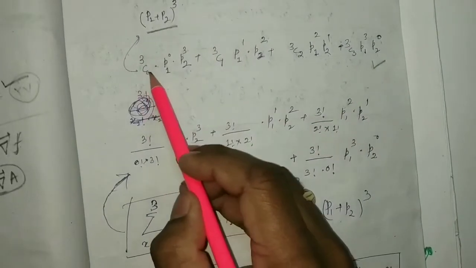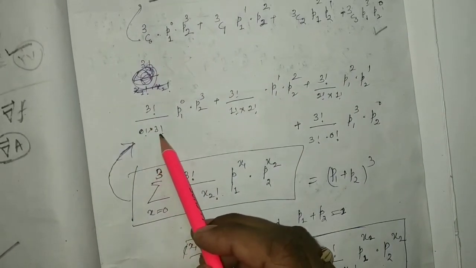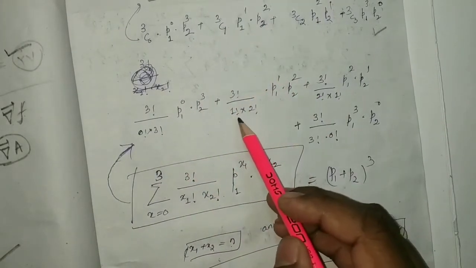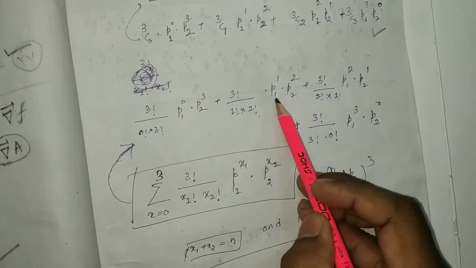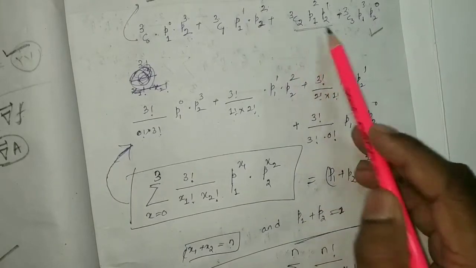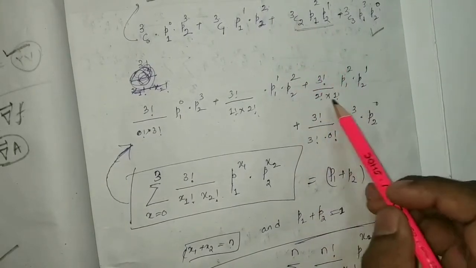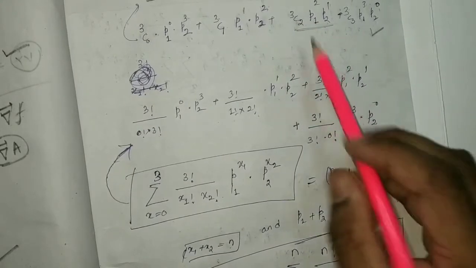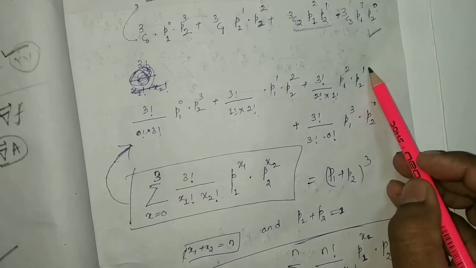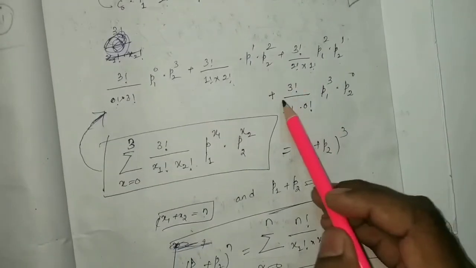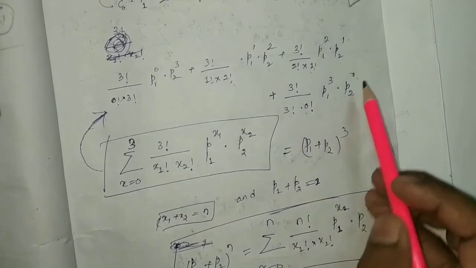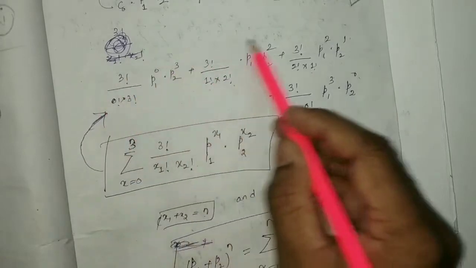And 3C0 is nothing but 3 factorial by 0 factorial into 3 factorial, p1 to the power 0, p2 to the power 3. 3C1 is how much? 3 factorial by 1 factorial into 2 factorial, p1 to the power 1, p2 to the power 2. Then 3 factorial by 2 factorial into 1 factorial, p1 to the power 2, p2 to the power 1. And 3C3 is nothing but 3 factorial by 3 factorial into 0 factorial, p1 to the power 3, p2 to the power 0.